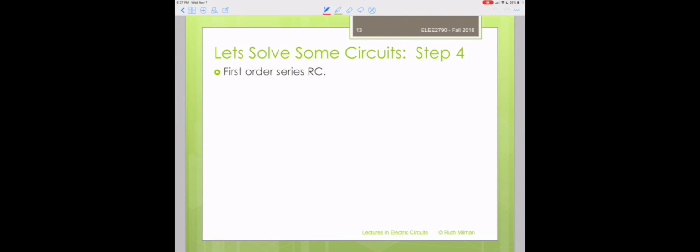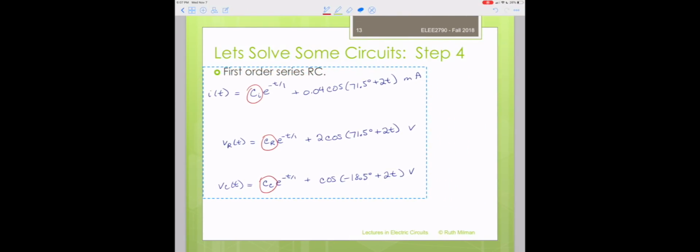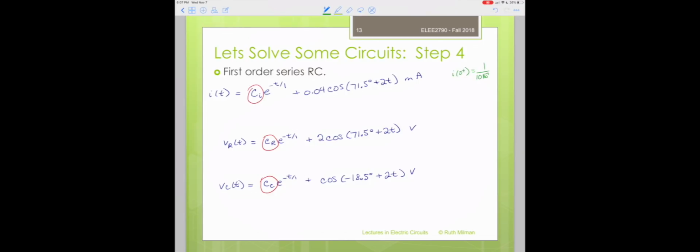In order to calculate our constants, what we need to do is take a look at our equations, which we've already gotten on the previous page, and solve for those constants by using our initial conditions. Recall that we had calculated our initial conditions to start with. Let's start with current because that's first. We realized that the initial condition on current was equal to 1 over 10 root 10 milliamps.